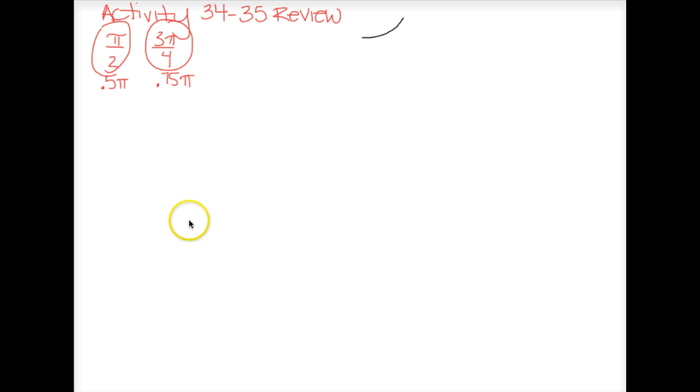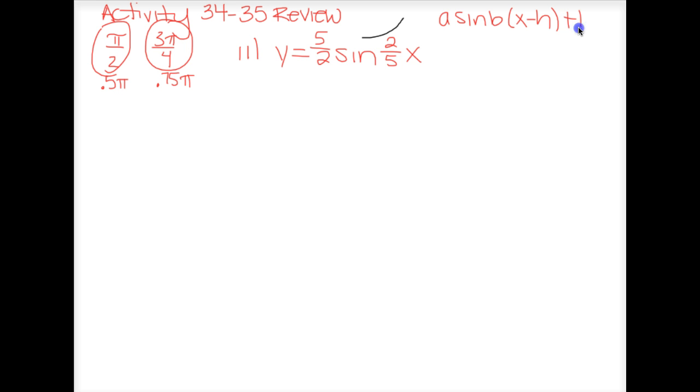So 9 and 11 were the sine graphs that were not shifted yet. So I'm just going to do number 11 from that. Number 11, the equation was y equals 5/2 sine of 2/5 x. Here again, our general sine function is a sine b x minus h plus k. These were before we learned the h and the k, so their h is 0 and so is k. So there are no shifts here.